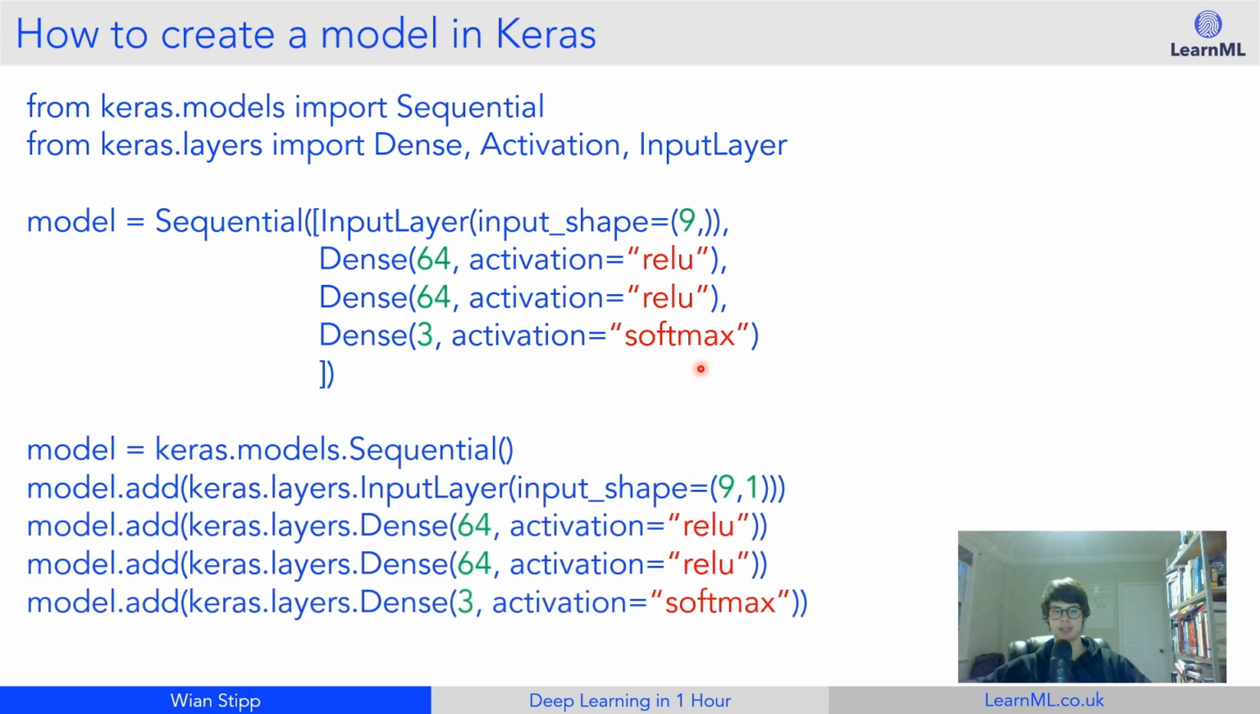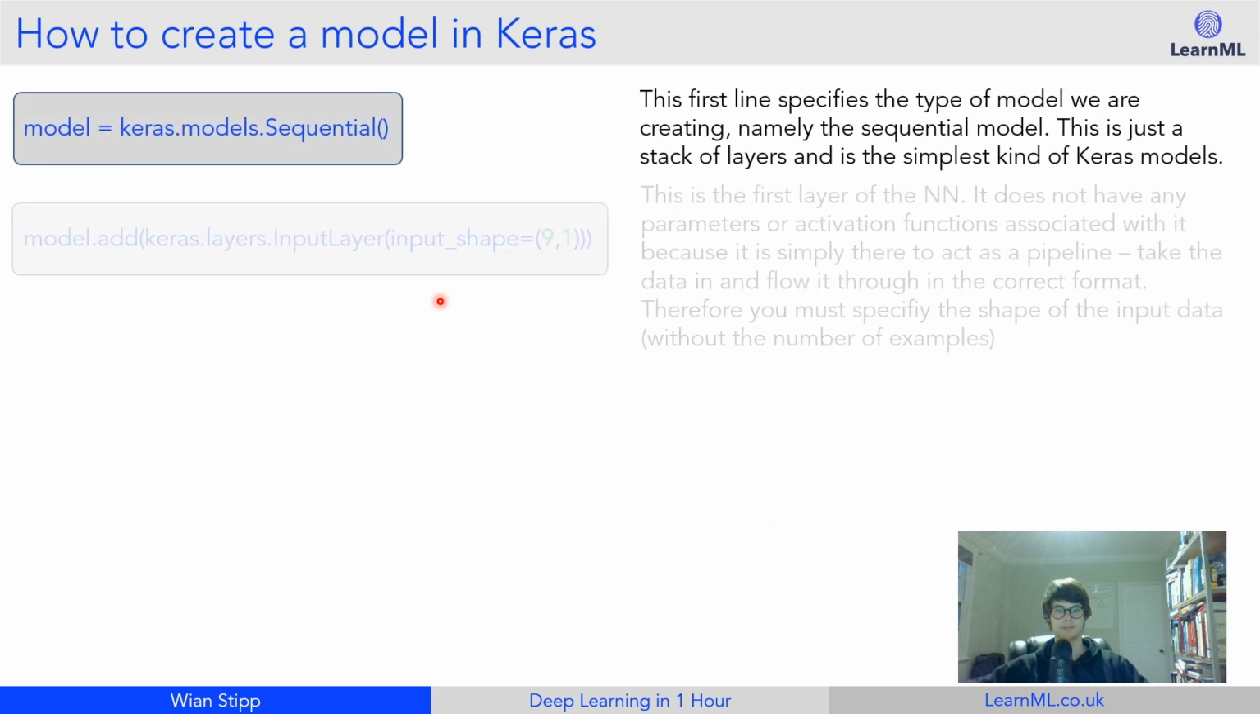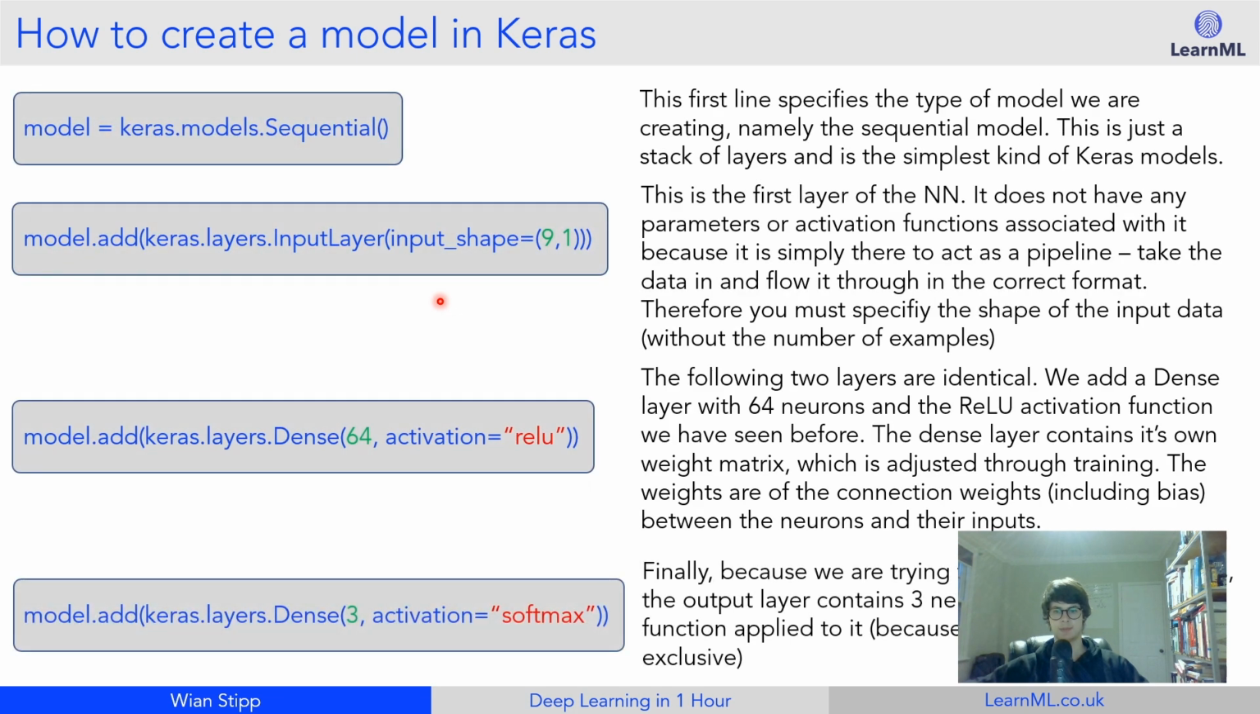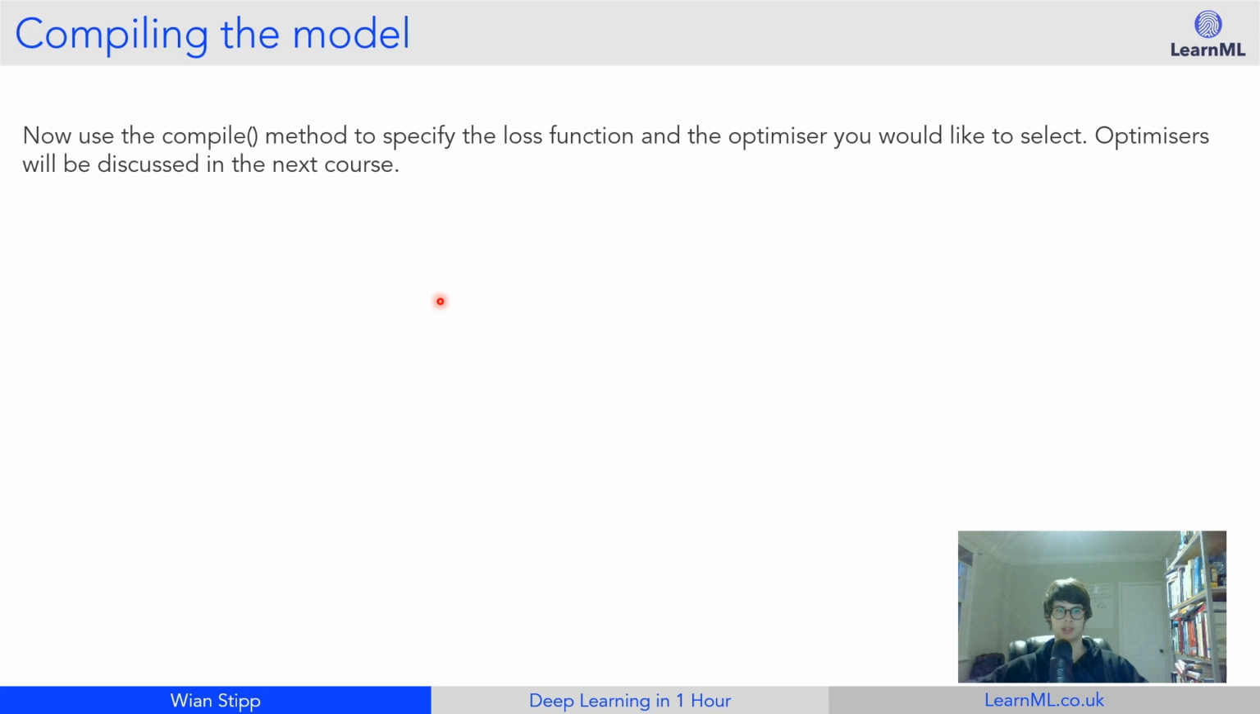Okay, here's another way to specify a model. I prefer the first version, and I recommend you use the first version also. There are some reasons for that, which I'm not going to go into. Here I just explain what I just explained, so let's skip ahead.